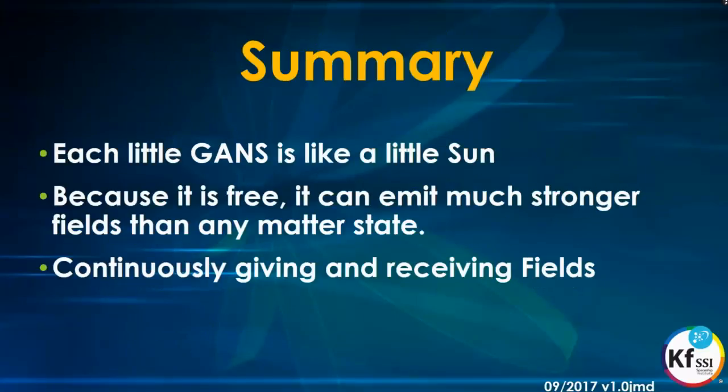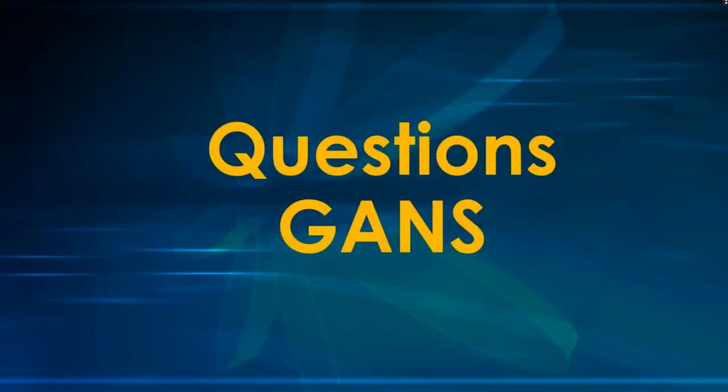So the summary of what the Gans is: if we view them as tiny little suns, a tiny little round magnet that's constantly radiating, and because it's free, it's a tiny little entity all on its own, it's emitting a much stronger field than what it was when attached to the matter state, and is continuously giving and receiving fields. So that was a short one, but it was important to just establish the very basics of what the Gans is.